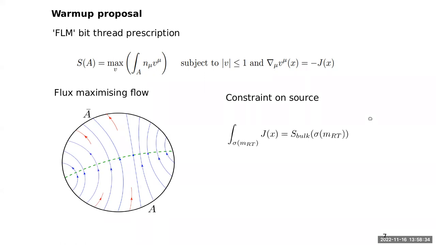So one shortcoming, as you noticed, was that we had to feed the outer surface into the description. And bit threads are supposed to dynamically find the outer surface. The outer surface and its generalizations are supposed to be bottlenecks to the flow. You're not supposed to give them as input.